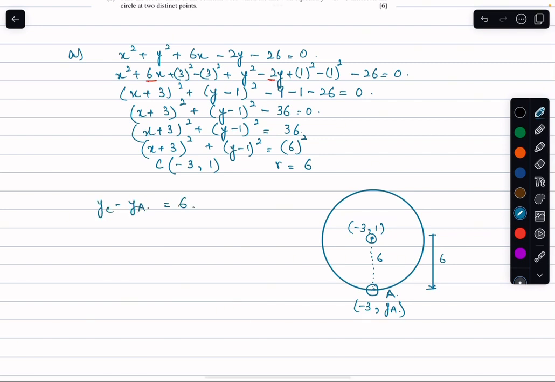So yc − ya should be equal to 6, which is the radius. yc is 1, minus ya, which we actually do not know, equals 6. Or I can say it's 1 − 6 that should be equal to ya, so the y coordinate of the lowest point on the circle should be −5. So the lowest point on the circle should have the coordinates (−3, −5). So this should be my answer to the question here.